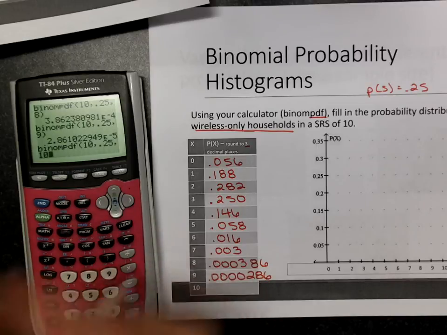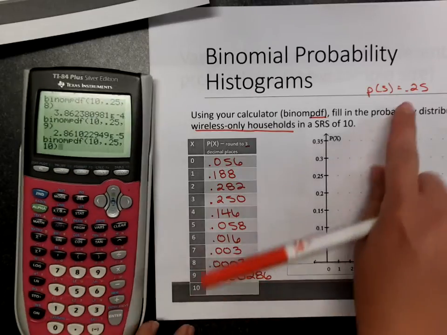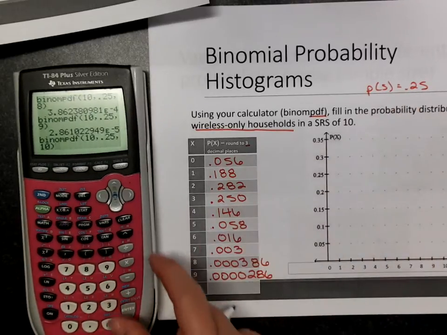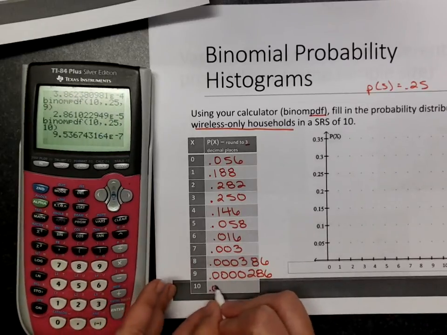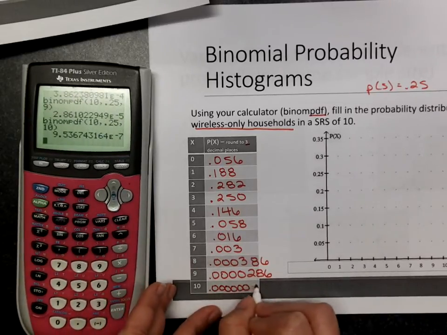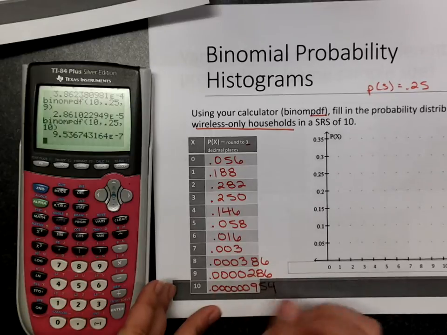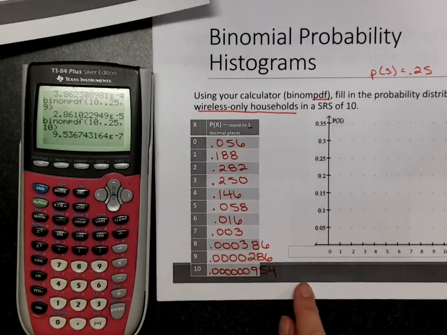And one last time. That's because we only have a 25% chance of success. So to get all 10 successes is pretty much not going to happen. 1, 2, 3, 4, 5, 6, 9, 5, 4. So those last few are basically 0.